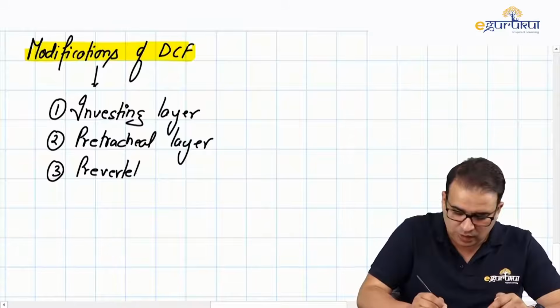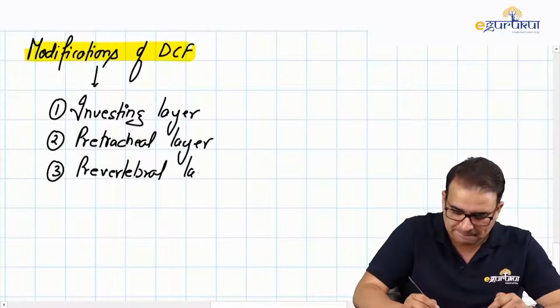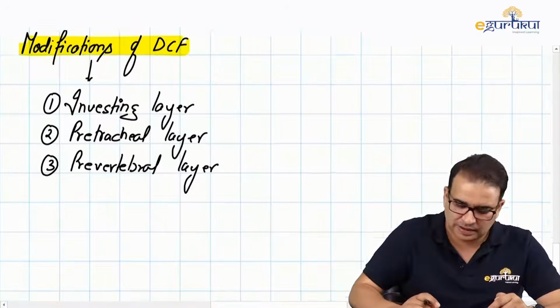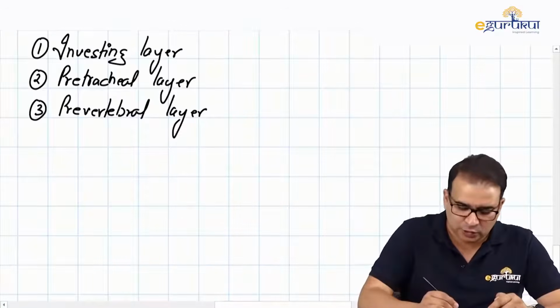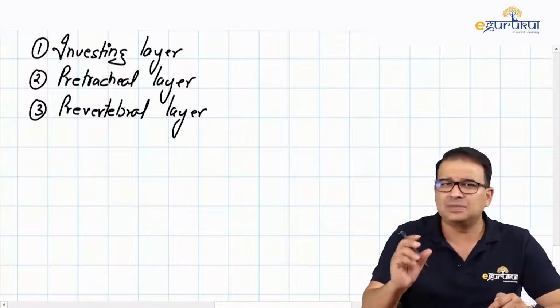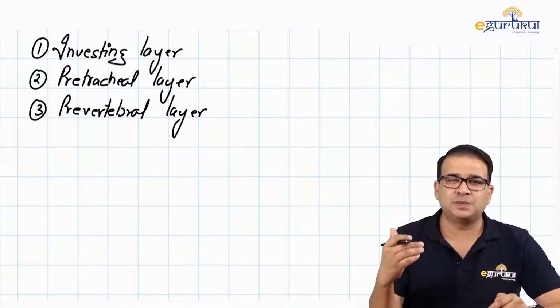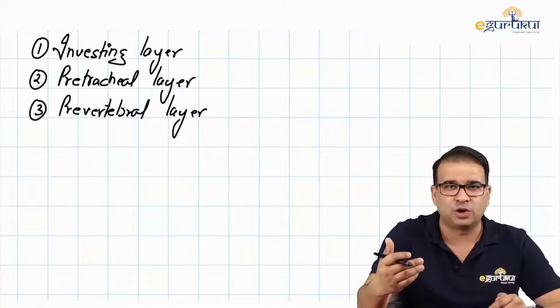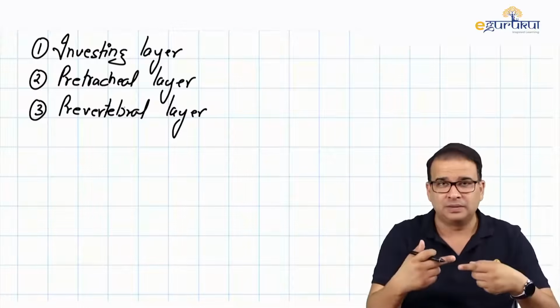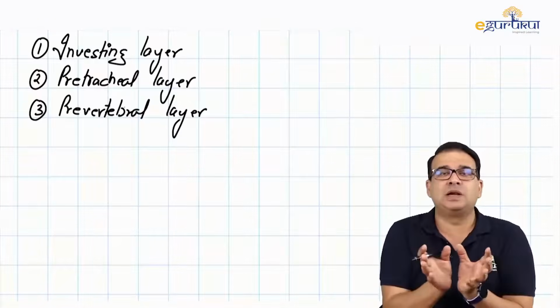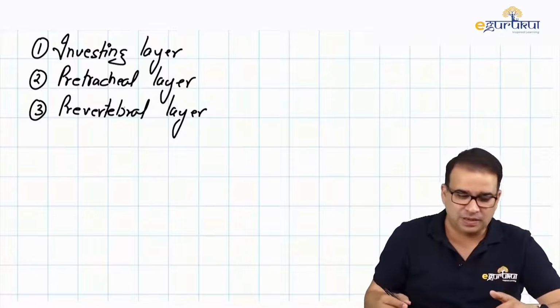Then we have the prevertebral layer. Prevertebral, again, tells you it is enclosing the prevertebral muscles. The name sometimes could be misleading because when you look at the name prevertebral, we think it is present only in front of the vertebrae. No, it's not. It is present all around the vertebrae. So it is enclosing the prevertebral muscles all around. So that's the prevertebral layer.